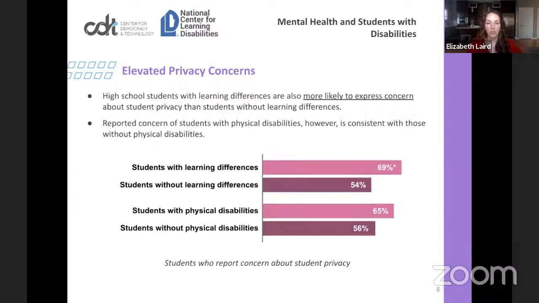That also extends to students, especially those with learning differences. If you see in this chart, students with learning differences have statistically higher levels of concern about student privacy. We do see directional differences with students with physical disabilities, but that difference is not statistically significant. But I think the general trend and story here is that whether you're a student, a teacher, or a parent, if you are more engaged or directly connected with a student with a disability, you enter this conversation with heightened privacy concerns.